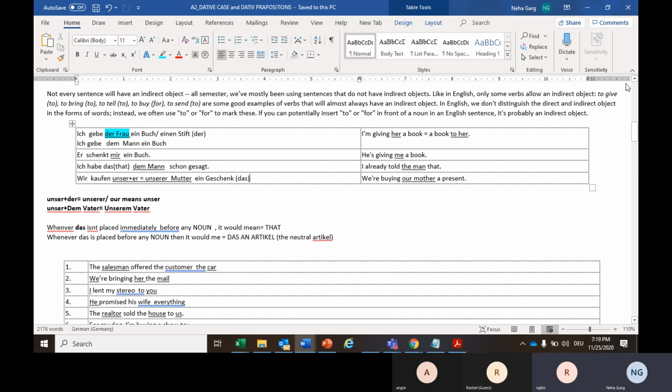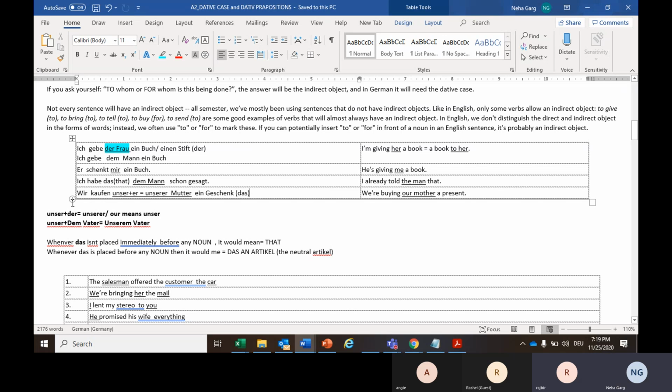So tell me, where is the nominative? Good. Ein Geschenk is accusative, and Mutter is dative. Mutter is die Mutter, right? And what does unser mean? Our. Yes. So Mutter is die Mutter.